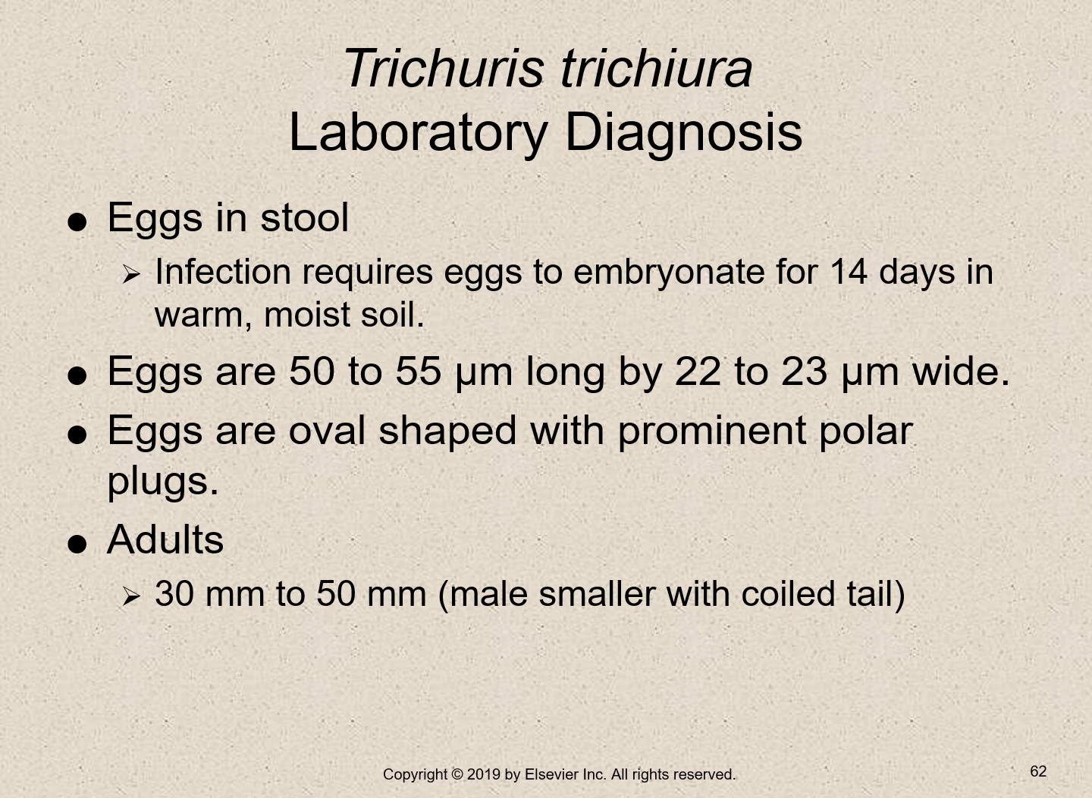The adult male measures 30 to 45 millimeters and has a thin anterior and a thick coiled posterior. The female measures 30 to 50 millimeters long with a thin anterior and a thick straight posterior. The egg is brown and barrel-shaped and unembryonated when passed, measuring 50 to 55 micrometers by 22 to 23 in size, with a thick wall and hyaline polar plugs at each end.